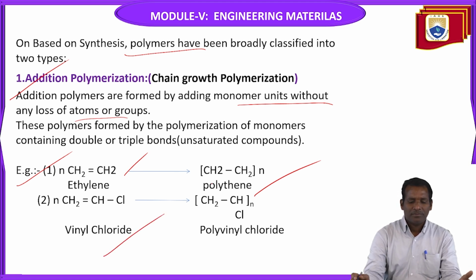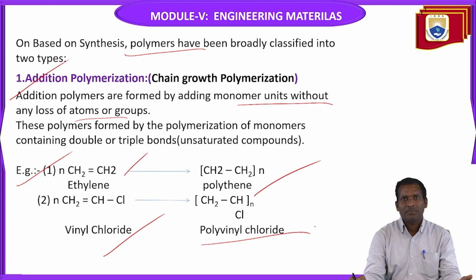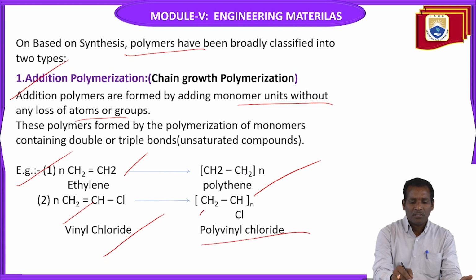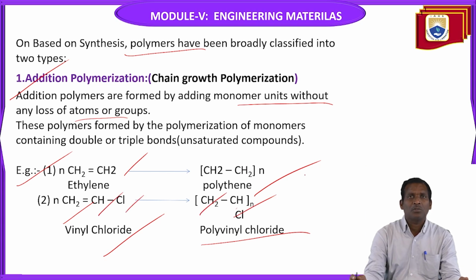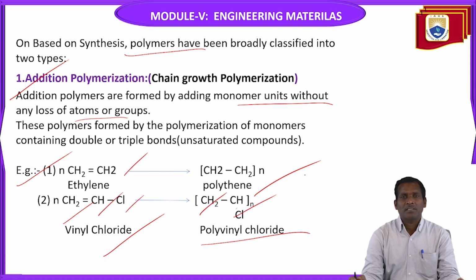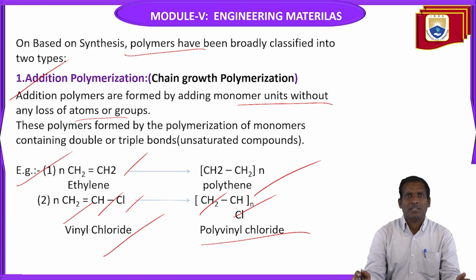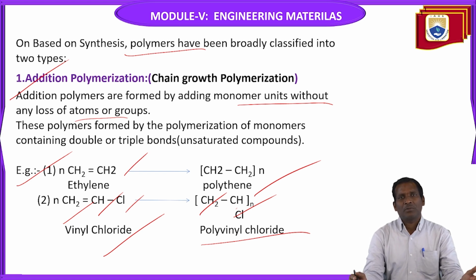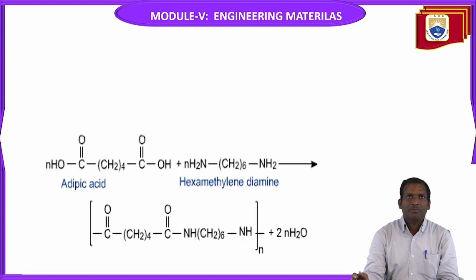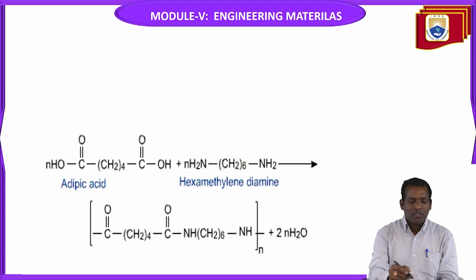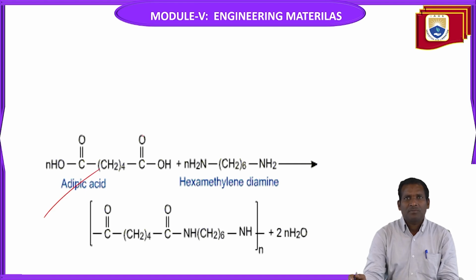Similarly, vinyl chloride also forms in the same way, polyvinyl chloride: CH2, CH, and Cl. There is no loss. This phenomenon is called chain growth polymerization. One is added to another, another is added to a third. This is addition polymerization. Another example is adipic acid and hexamethylene diamine.